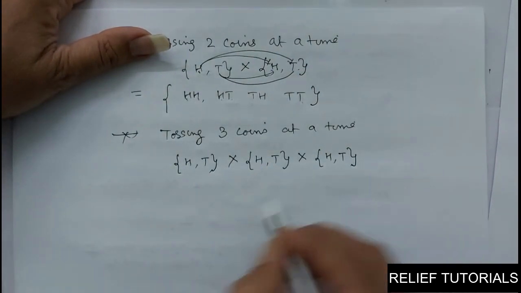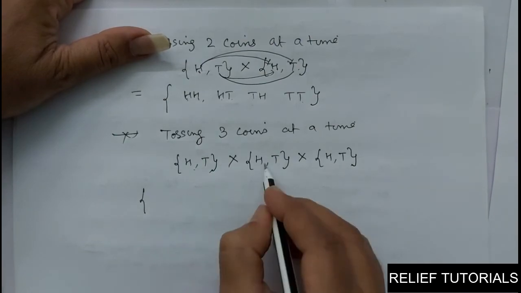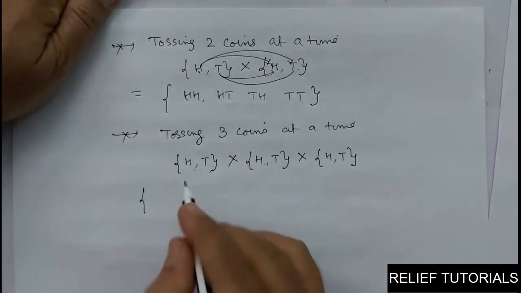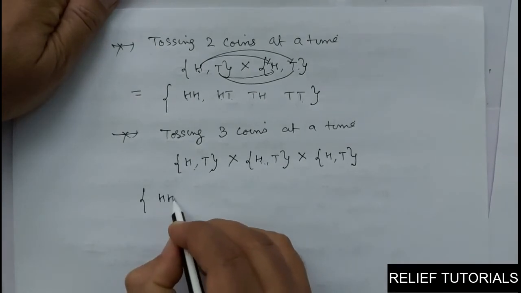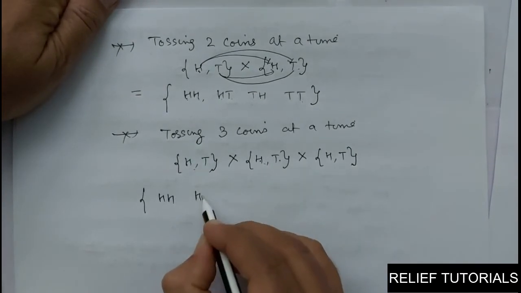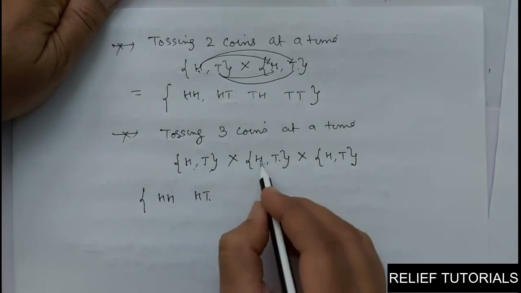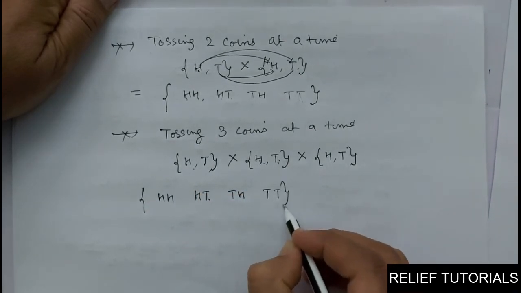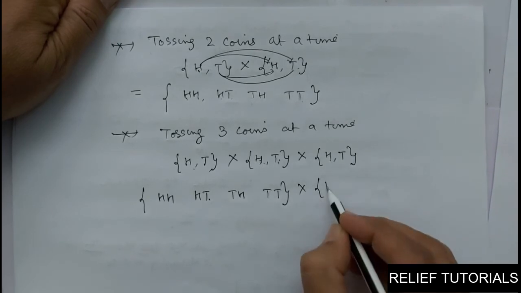Now you want to find all possible outcomes. Then what will you do? First, you will do this as we have done here. What will you get for two coins? Head, head, HH. Head, tail, HT. Then tail, head, TH. Then tail, tail, TT. Then again you write this as it is, head and tail.